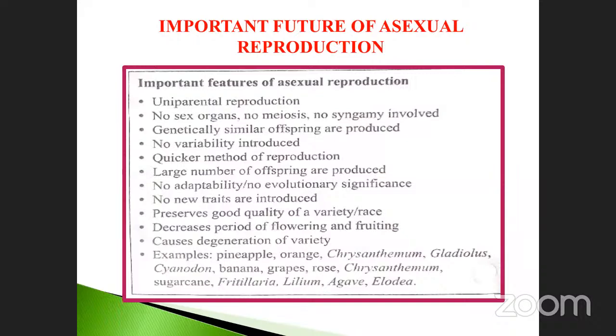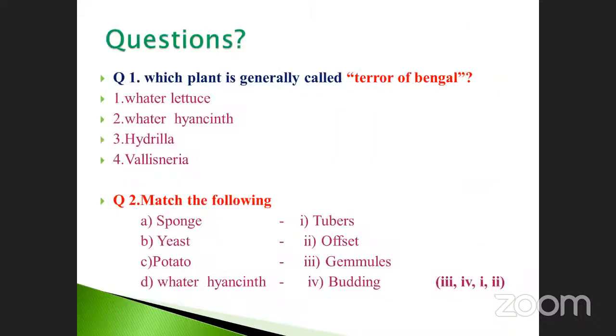I think this chapter is finished. Next we are going to discuss some questions, then we will enter into sexual reproduction. The first question: which plant is generally called the terror of Bengal? Water hyacinth, I think. Good, super. And what about the next one?